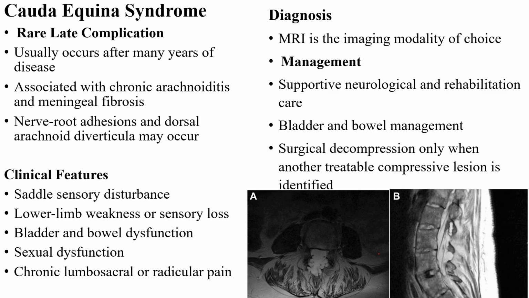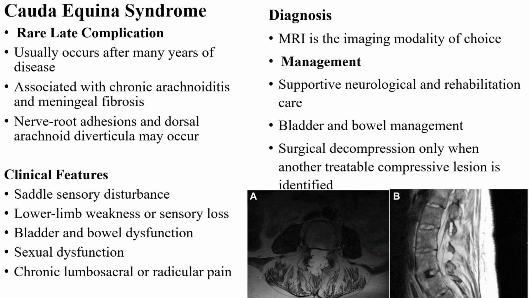Cauda equina syndrome is a rare, late complication of long-standing ankylosing spondylitis, usually developing after many years of disease. Chronic inflammation can cause arachnoiditis and fibrosis around the meninges, leading to nerve root adhesions and, in some patients, dorsal arachnoid diverticula. The clinical picture reflects damage to the lower spinal nerve roots. Patients may develop altered sensation around the saddle region, weakness or sensory loss in the legs, and bladder or bowel dysfunction.